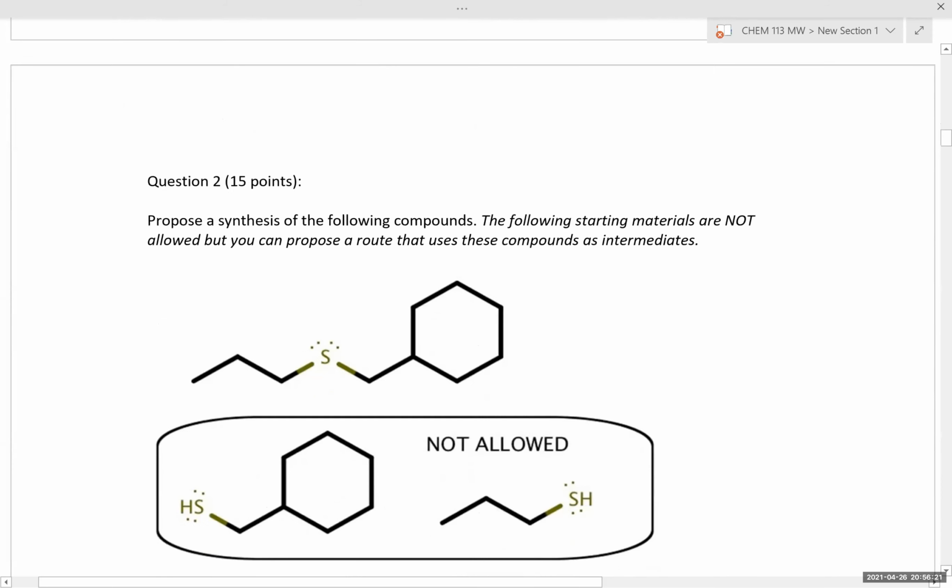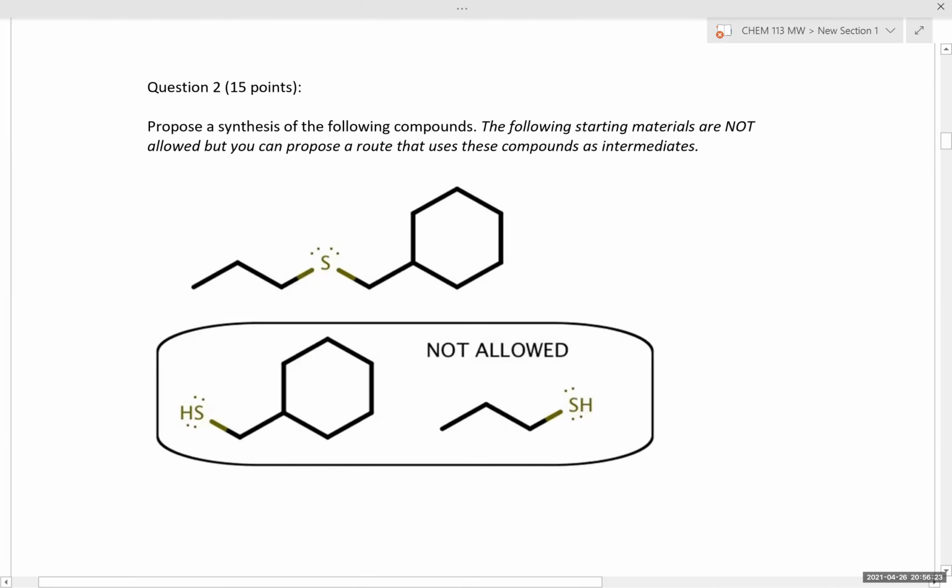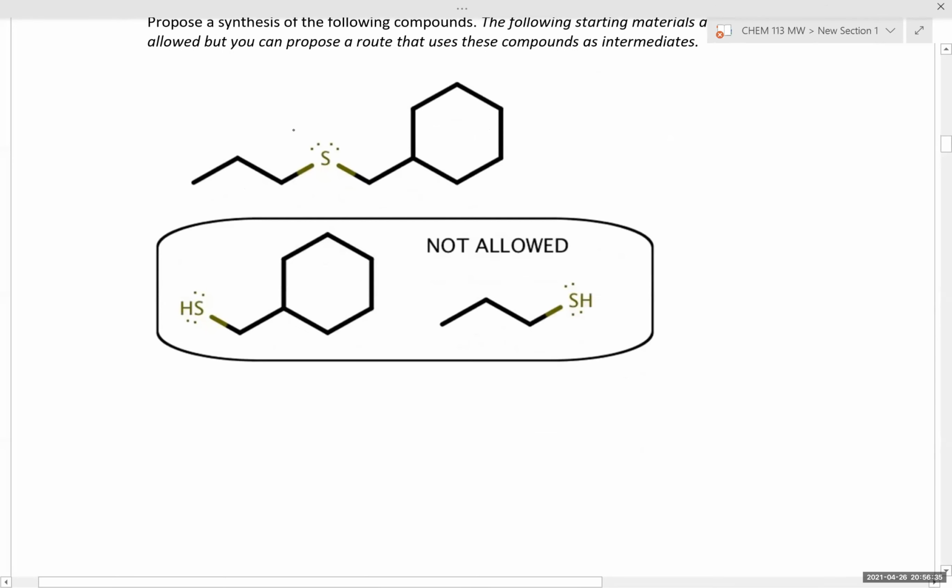Okay, let's look at this case. In this case, we're asked to propose a synthesis of the following compounds, and the following starting materials are not allowed, but you can propose a route that uses these compounds as intermediates. Okay, so we're asked to prepare the following asymmetrical thioether, or sulfide to be more exact.